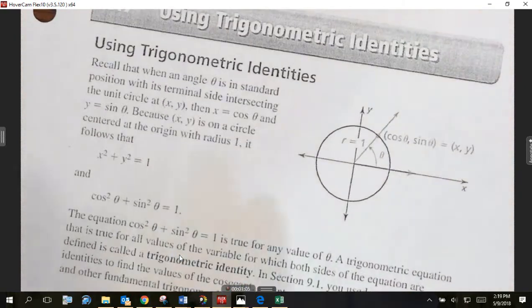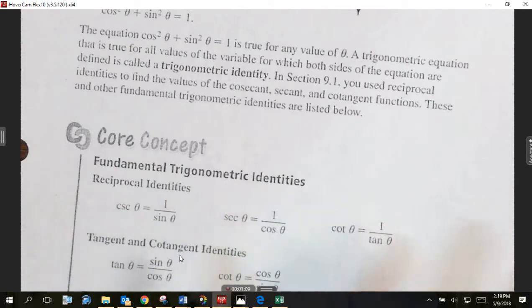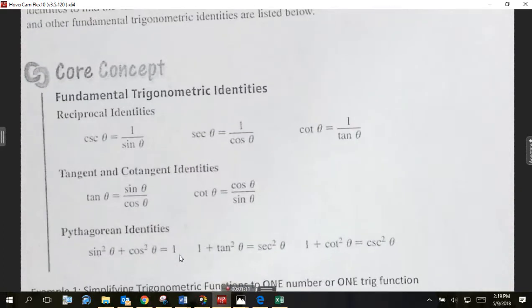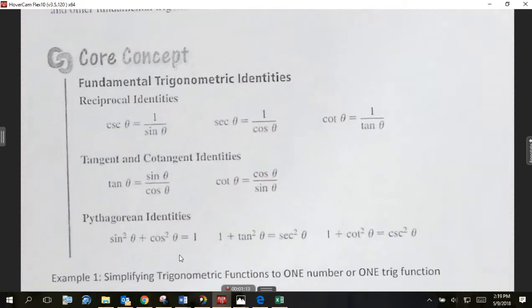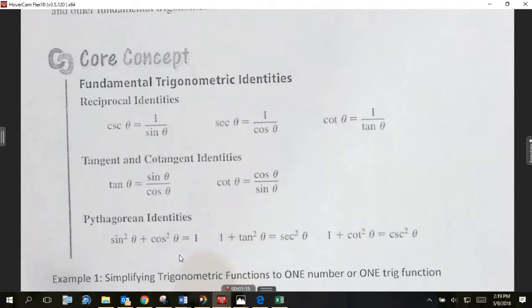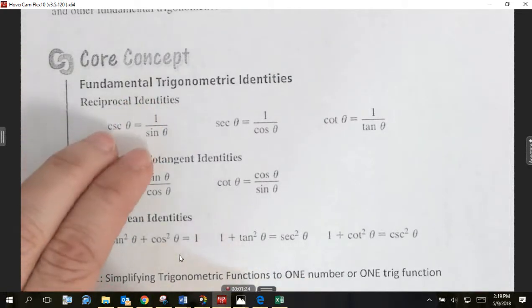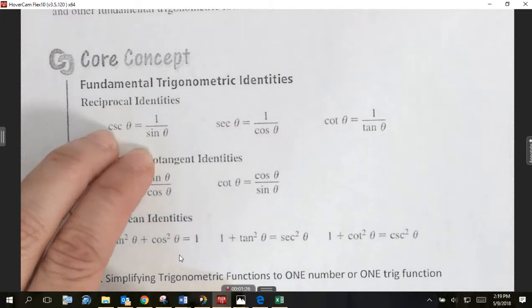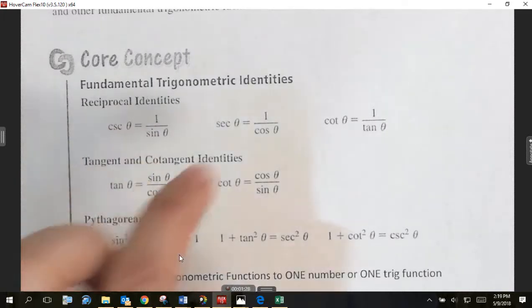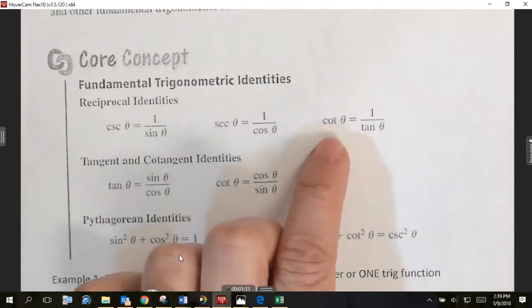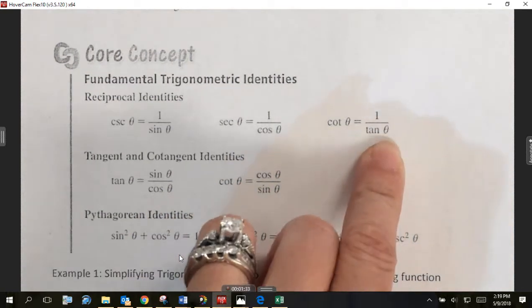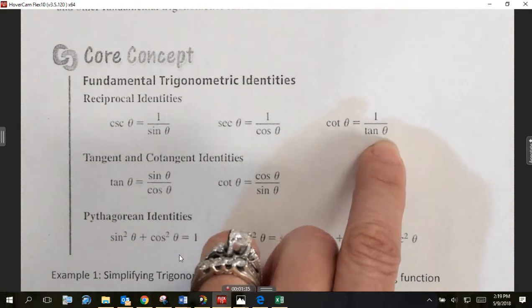Okay. All right. So this is kind of where we're going, only we're doing these with trigonometric ratios. So we're going to start out by looking at this core concept. There's some fundamental trigonometric identities. Reciprocal identities would be things like cosecant theta equals 1 over sine theta. These are equivalent to each other. They are reciprocals of each other. Secant theta equals 1 over cosine theta. Cotangent theta equals 1 over tangent theta. We should already know that. We just are giving it a name.